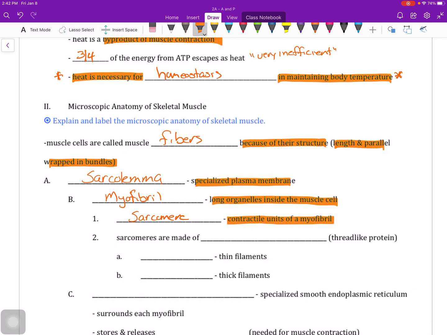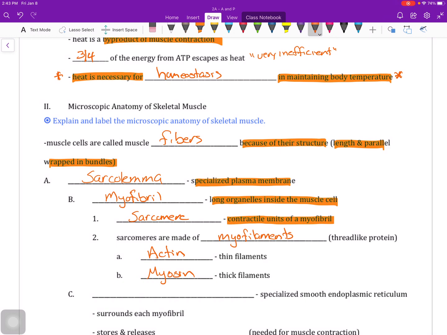Now, sarcomeres are made up of two myofilaments, and these myofilaments are thread-like proteins. The term we're looking for here is myofilaments, or muscle filaments, since myo means muscle. And you have two types: thin filaments and thick filaments. Actin is your thin filament, and myosin is your thick filament.